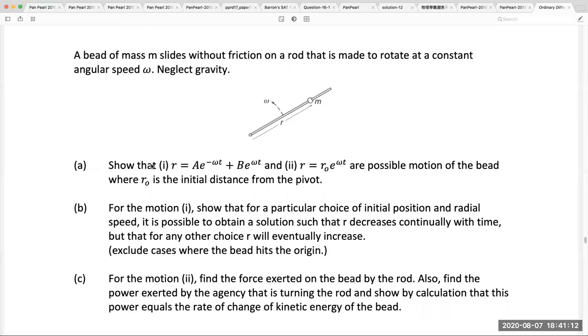So two possible motions. Actually, if part one is possible, then part two is also possible.